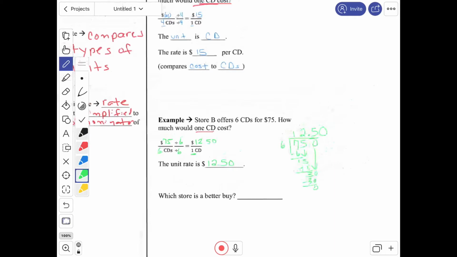Which store is a better buy? That's usually the question they ask, not what is the unit rate, but which is a better buy. And better buy, for math purposes, is cheapest. So which one's the cheapest? Store B, because it's $12.50.